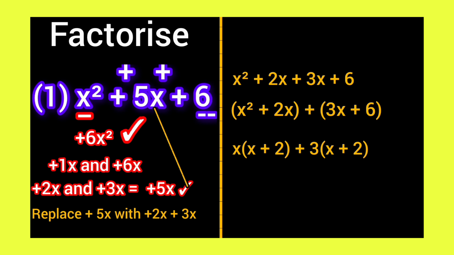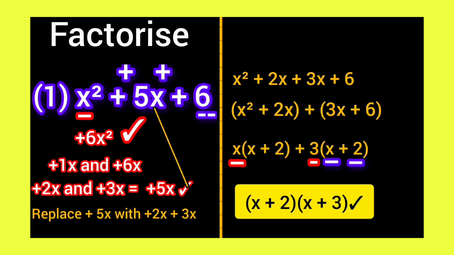I know 3 can divide itself and also can divide 6. I'll bring plus 3 out and I'll put s plus 2. Then I'll pick s plus 3 and I'll pick s plus 2. And that is the factorization of question number 1. I hope you understand.